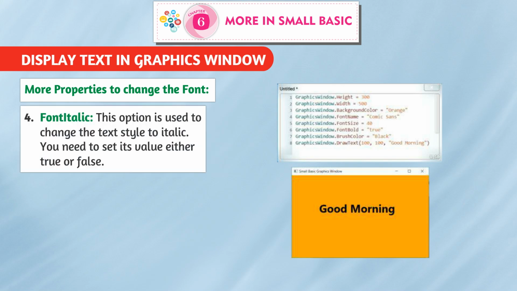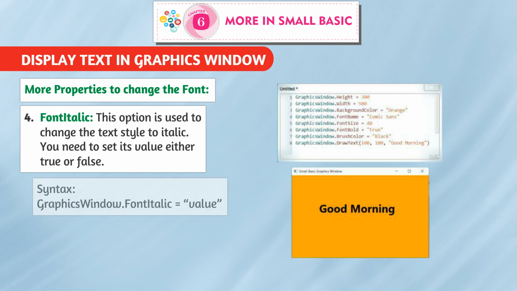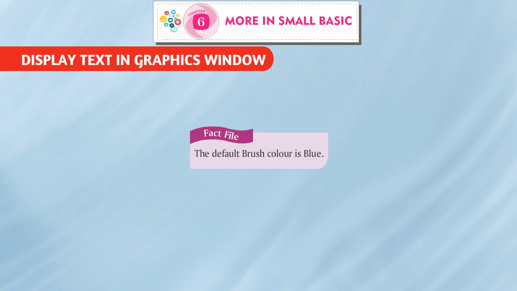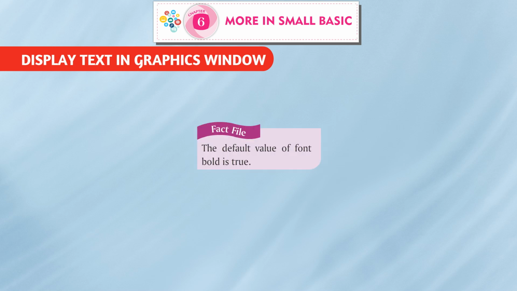4. Font italic. This option is used to change the text style to italic. You need to set its value either true or false. Syntax: graphicswindow.FontItalic = value. Fact file: The default brush color is blue. Fact file: The default value of font bold is true.